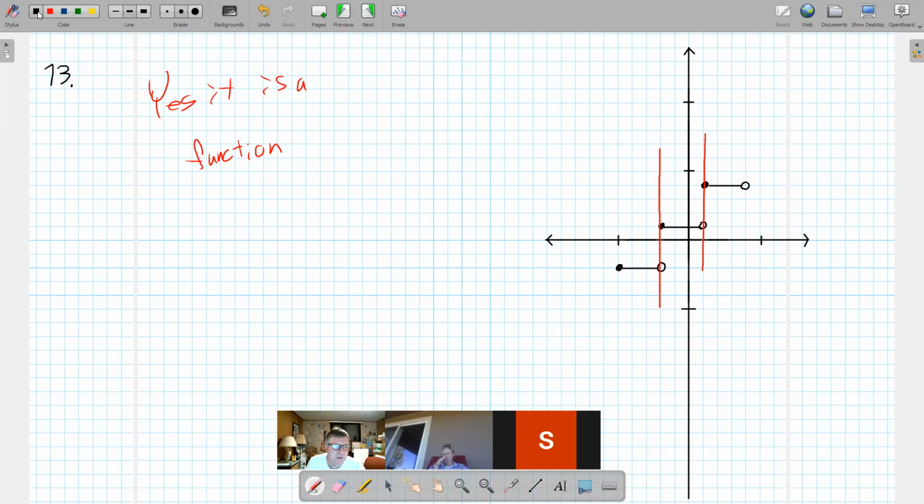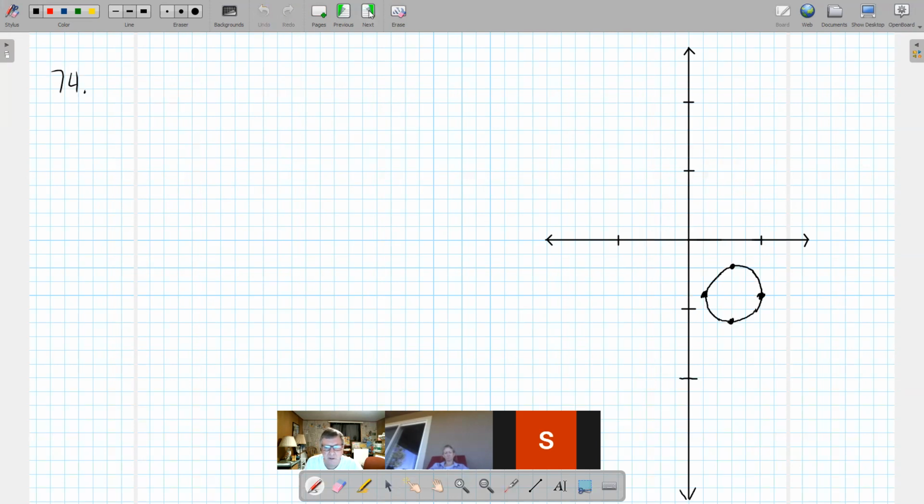Okay. Now, what if we change the problem? What if, for instance, let's say this point right here had been filled in? Then it would fail the vertical line test. It would not be a function. And we would say when x is negative 2, y is 1, and when x is negative 2, y is negative 2. And then that would not be a function. Okay, but we'll just leave it like it is.